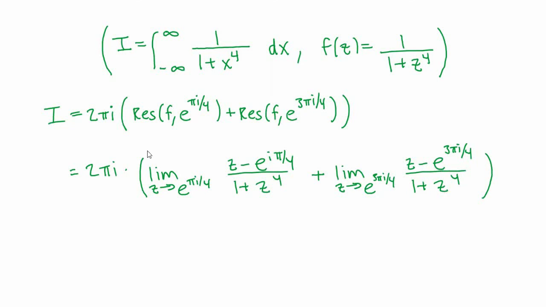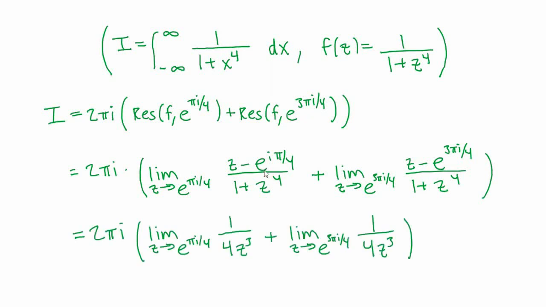It may seem like a pain to compute these limits, but one good piece of news here is that you can use L'Hopital's rule. Since both of these limits are 0 over 0 indeterminate forms, when we use L'Hopital's rule, they reduce to limits of 1 over 4 times z cubed, as z approaches e to the i pi over 4 and as z approaches e to the 3 pi i over 4. Now you can just substitute in those limiting values and add together the resulting complex numbers, and you find that the value of the integral is pi divided by the square root of 2.